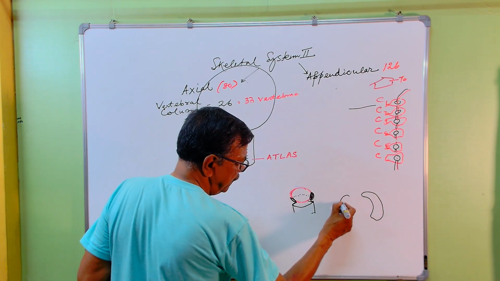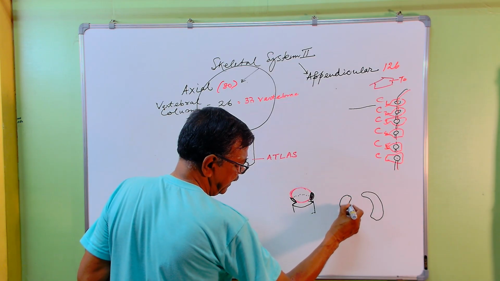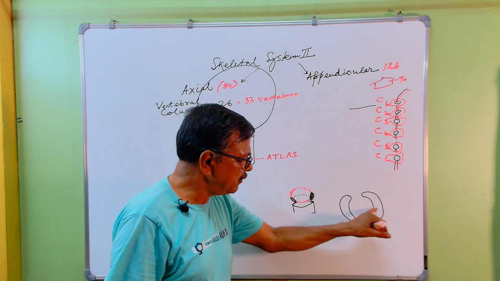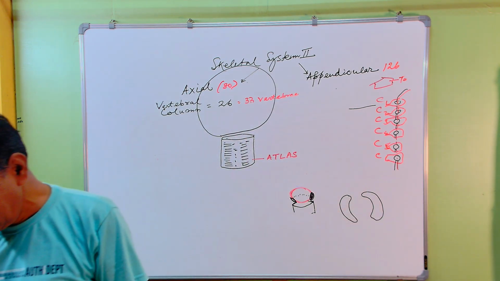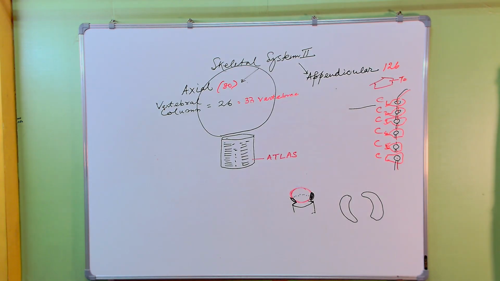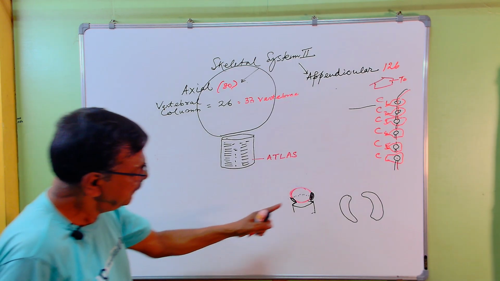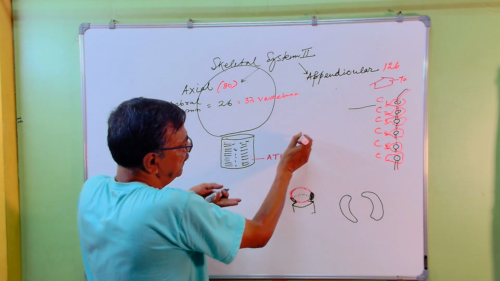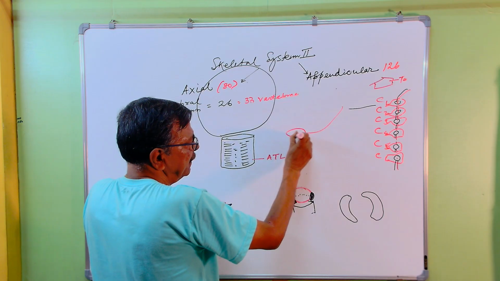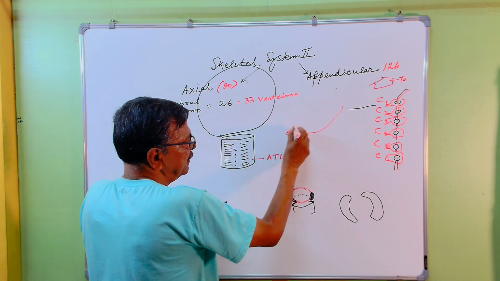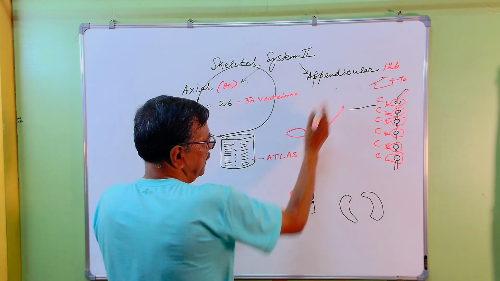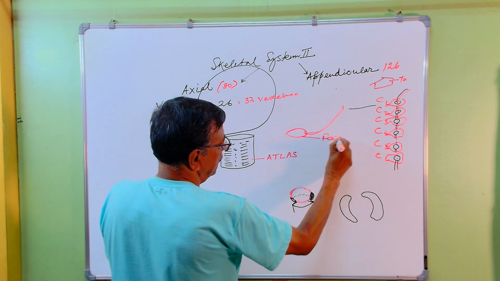On the left side also of the atlas, above the atlas, there are two ditches. These are called facets, F-A-C-E-T-S, facets. This is known as the foramen magnum. This is the occipital bone. The occipital bone is flat. This is the foramen magnum.